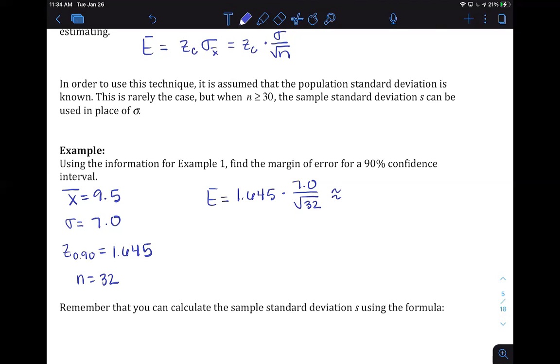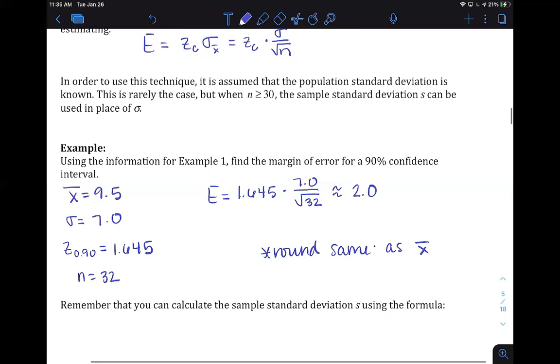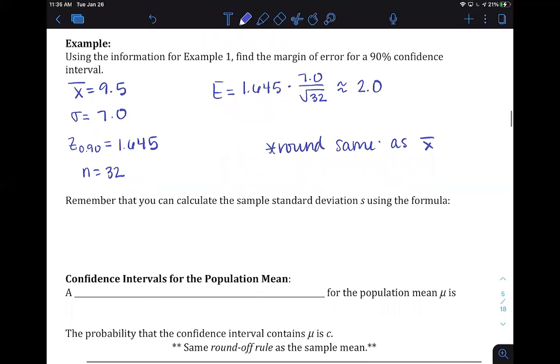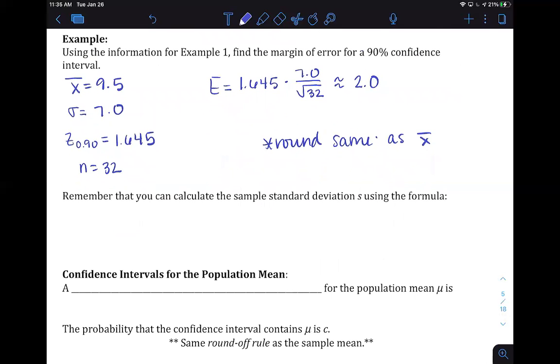2.0355. Yep. So we're always going to round the margin of error to the same as our mean. So we're going to go one decimal place, so 2.0. We're going to round the same as our X bar, so one more than our data values. You have your formula for standard deviation, or we can use our graphing calculator. So I'm going to leave that the way it is.